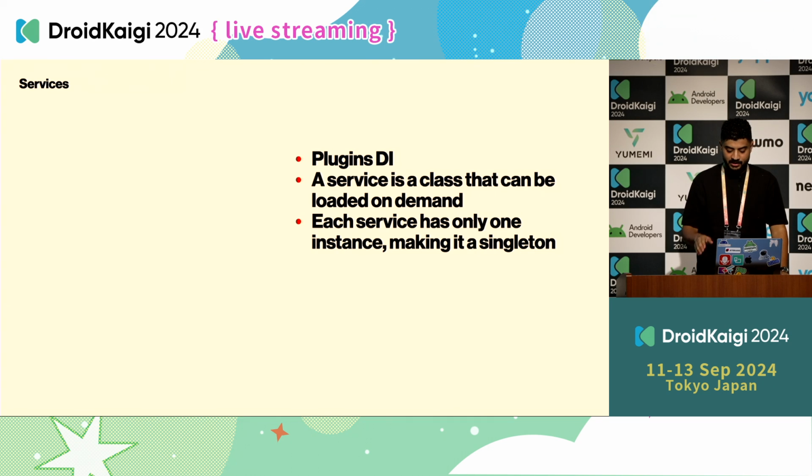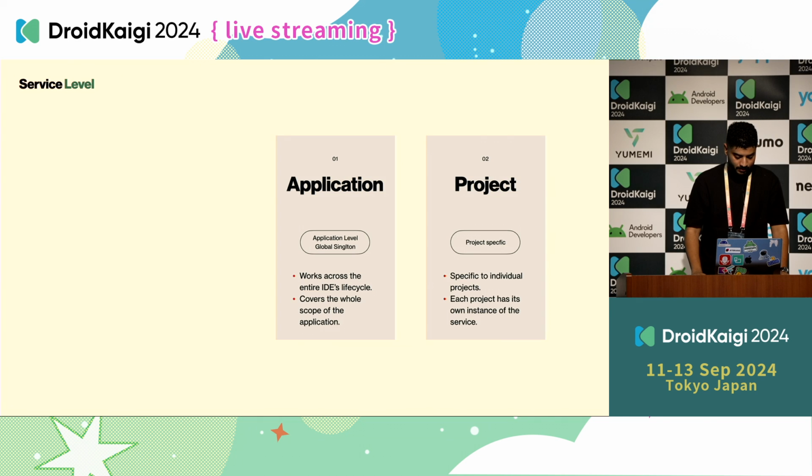This is because the IntelliJ platform ensures that each service has only a single instance loaded, effectively making it a singleton. But there are two levels of singletons with this context. Application level, also known as global singleton service. This type of service works across the entire IDE lifecycle, covering the whole scope of the application. And then we have project level singleton. This type of service is more specific and operates within the scope of the individual projects. Each project running or using the plugin will have its own instance of the service.